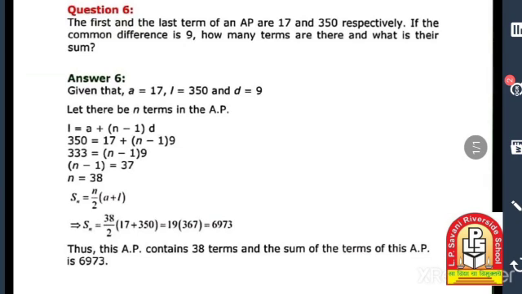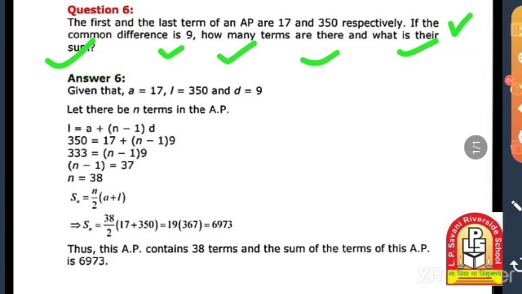Let's take question number 6. In question number 6, the first and last terms of the arithmetic progression are 17 and 350 respectively. If the common difference is 9, how many terms are there? What is their sum? So a is equal to 17, L is equal to 350, and d is equal to 9 respectively. So we have to find how many terms.